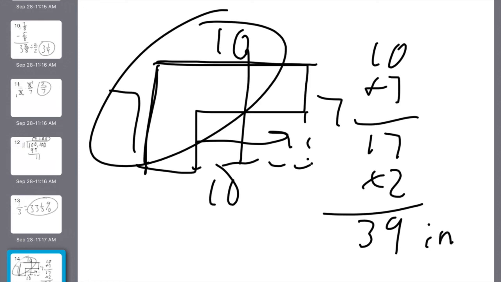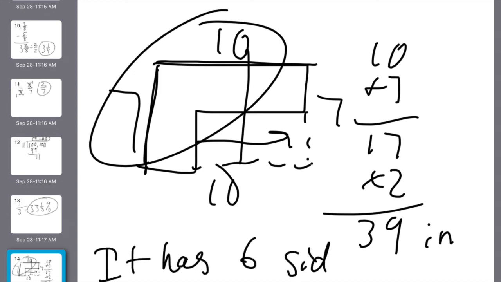The label is inches. B says, how can you tell the figure at the right is a hexagon? What does a hexagon have? It has 6 sides. That's how I know it's a hexagon.